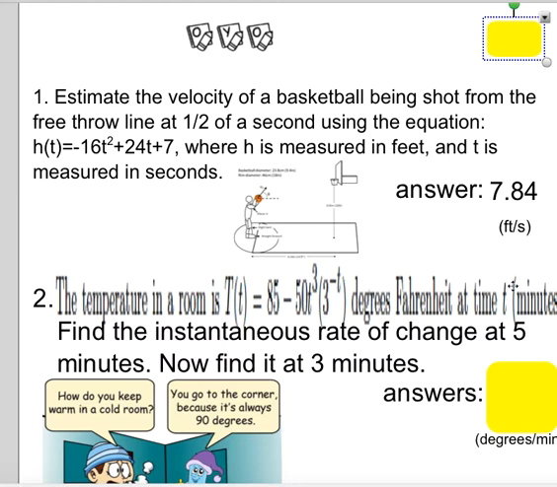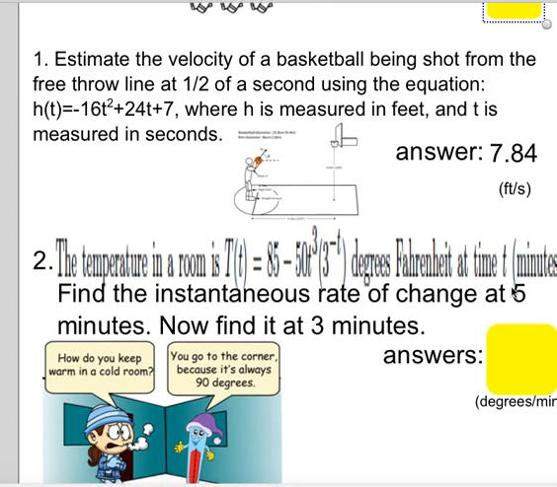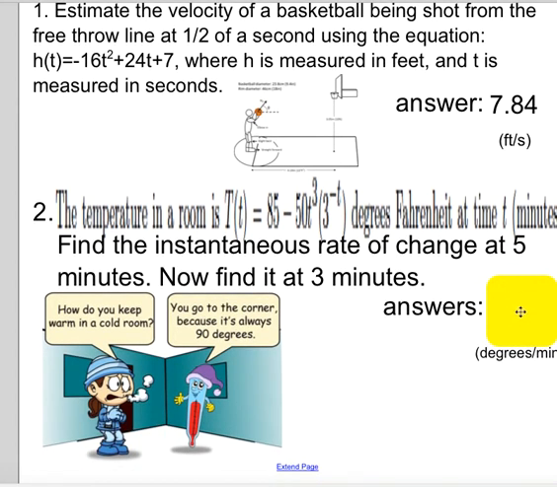The ball is going to be going at that velocity at a half a second into the shot. And then here at 3 minutes, this room is going to be 12.81 degrees per minute, right? Oh, so first question, the instant rate of change at 5 minutes was 12.81 degrees per minute. And then at 3 minutes, it was only 5 degrees per minute. So you can kind of see how the temperature changes as time goes on, at certain instants.